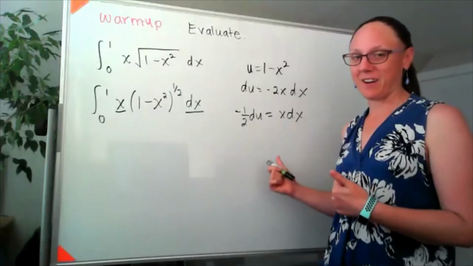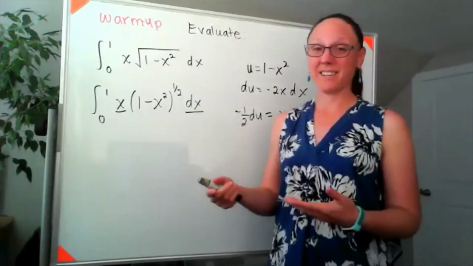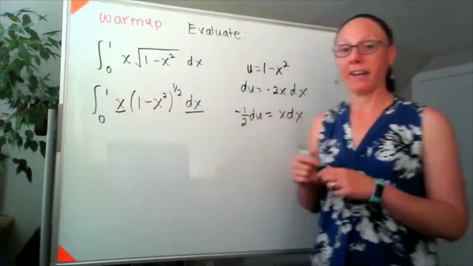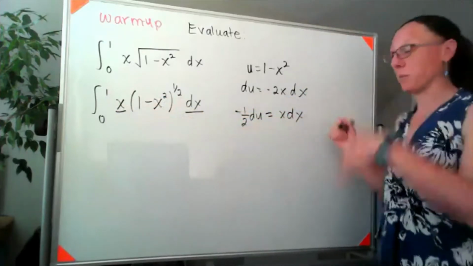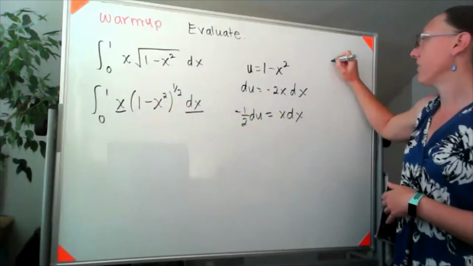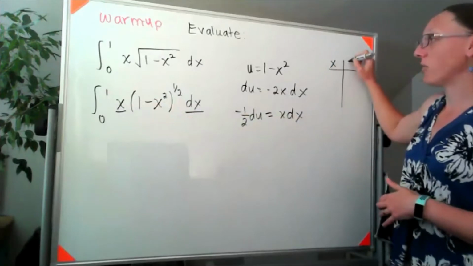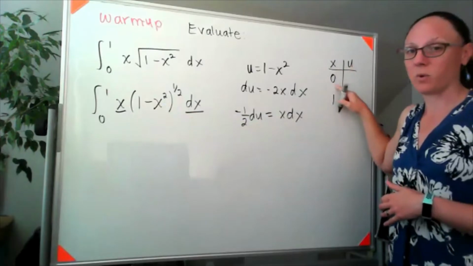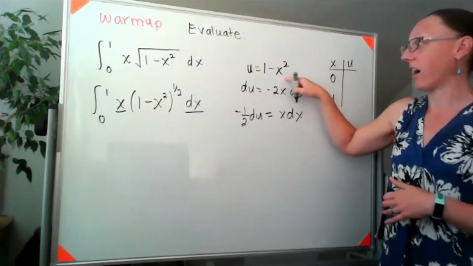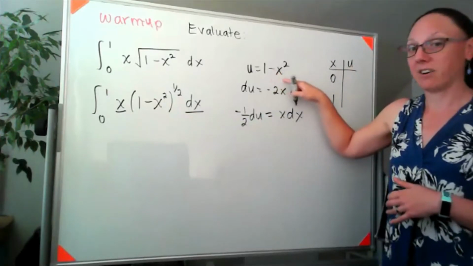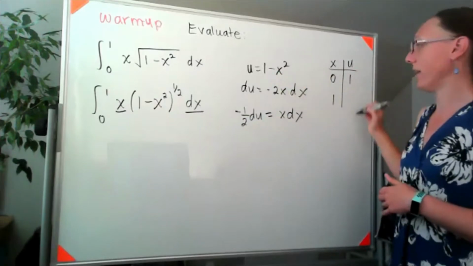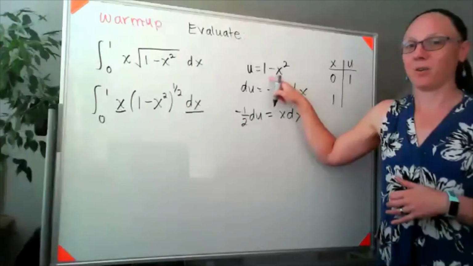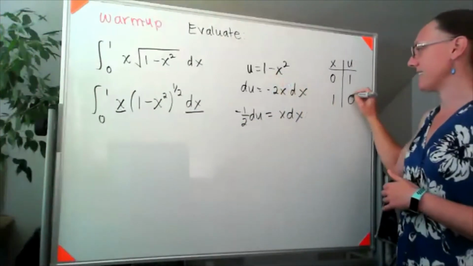Next thing that I'm going to have to do, because it's a definite integral, I know that I'm going to need to swap my limits of integration. So I'm going to come off to the side. I've got my x values and my u values, and x is going from 0 to 1. So when I plug in 0 for x right here, I've got 1 minus 0 squared, or 1. When I plug in 1, 1 squared is 1, 1 minus 1 is 0.